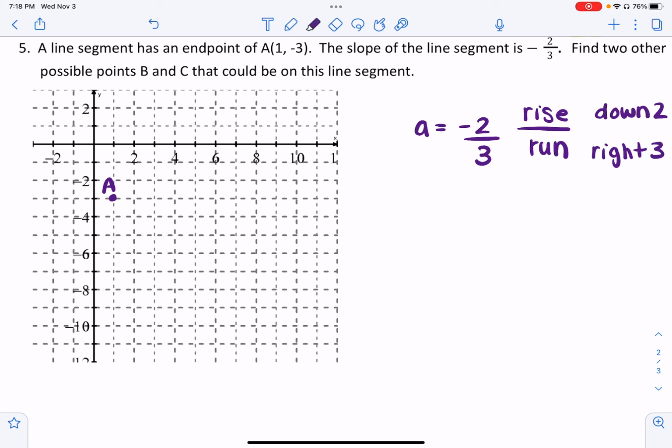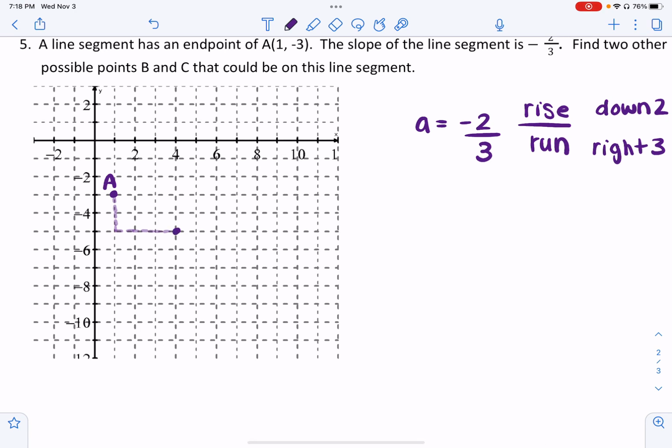So let's go from point A, and we're going to go down 2, and we're going to go right 1, 2, 3. And we're going to put a nice point here. And then we can just keep doing this. So we can go down 2, right 3, and these points are all going to be on the line segment with a slope of -2/3. And if you go backwards and look at the slope using either the method from example 4 or the method from example 1, you'll notice that we get the same slope.